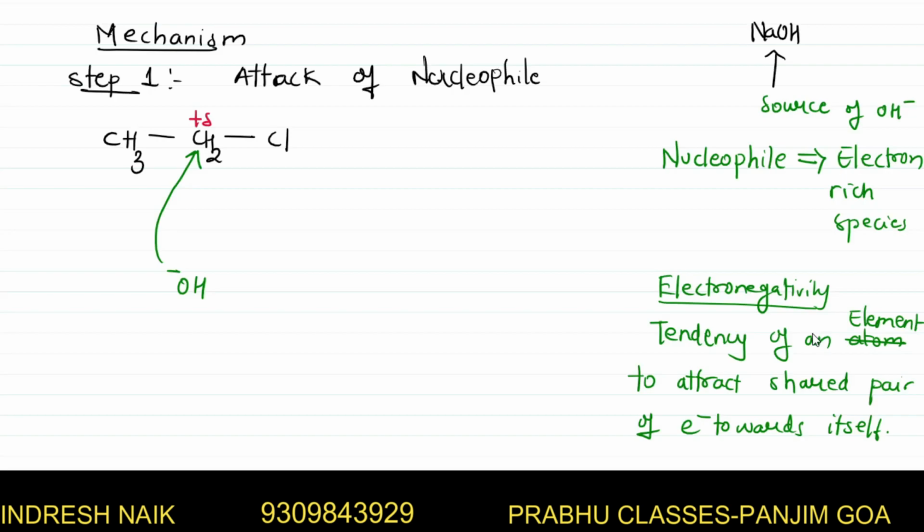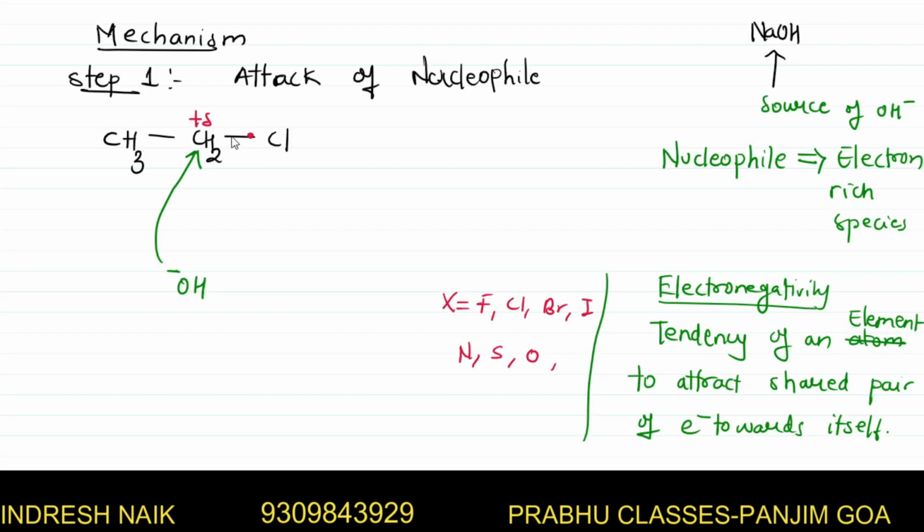Now, which are the electronegative elements? Just make a note that all the halogens, that is fluorine, chlorine, bromine, iodine, are electronegative. Then nitrogen, phosphorus, sulfur, oxygen also fall into the category of electronegativity. It means they have the tendency to pull the electron.